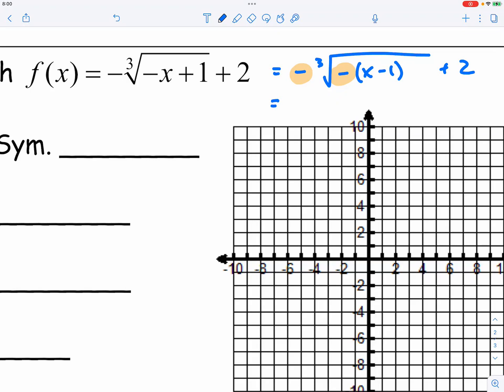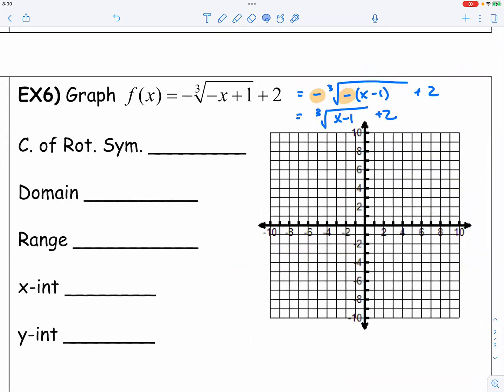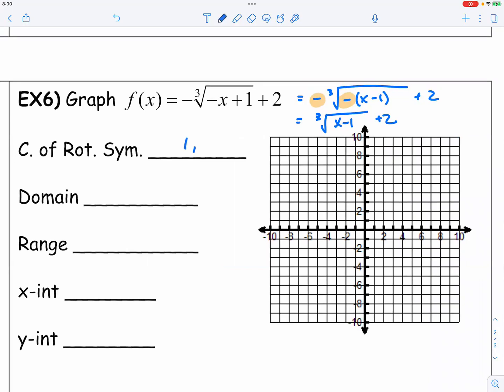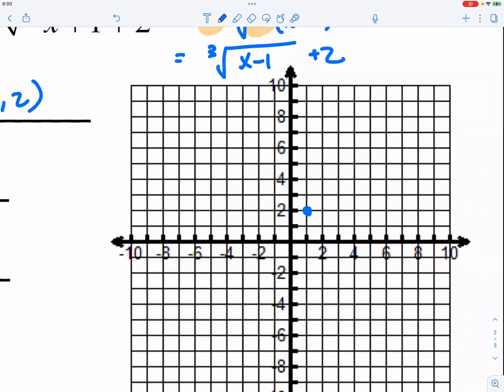And what happens when you bring out the negative? Well, negative times negative is just positive. So now you're just down to this simple cube root function to graph, which is cube root of x minus 1 plus 2. So then you know the center of rotational symmetry is 1, 2. So you don't have to worry about reflection anymore because those 2 negatives are gone. They are gone. So that will be the graph.